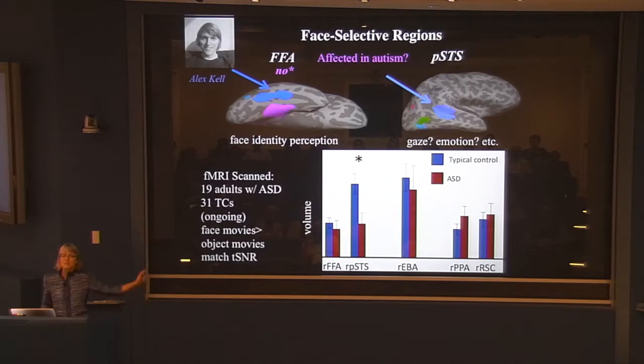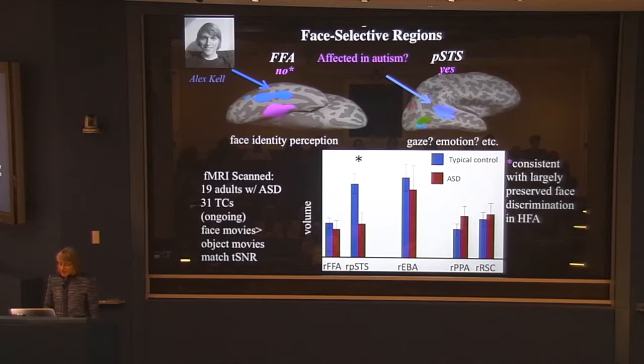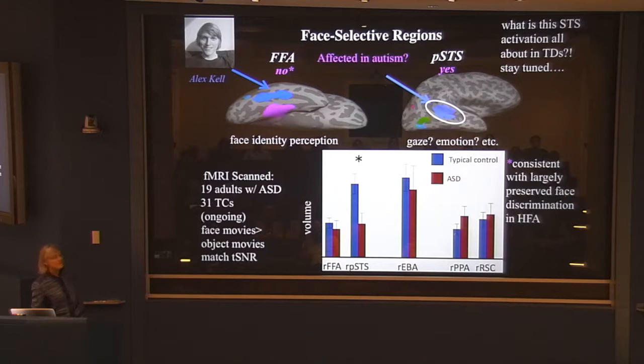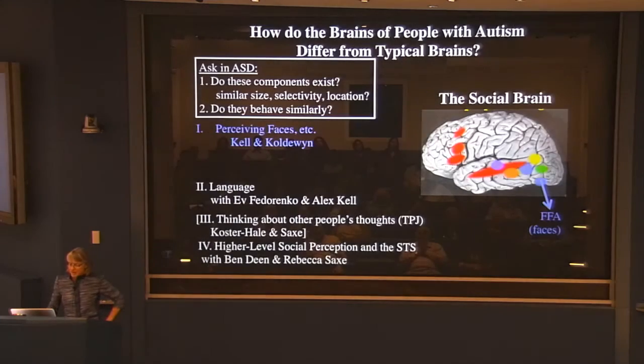So I'm not surprised that the FFA doesn't seem to be different. I think it's doing these basic perceptual discrimination of face processes. But I think it's cool that this STS region is different. And that really underlines the need to understand what that region is all about in typical subjects. I'll get back to that in the fourth part of my talk.